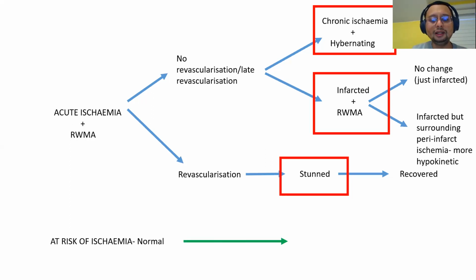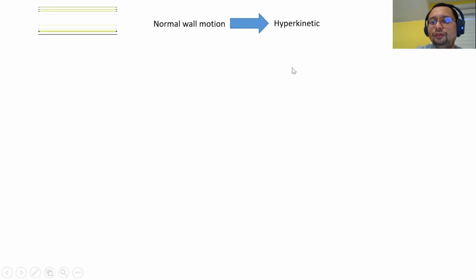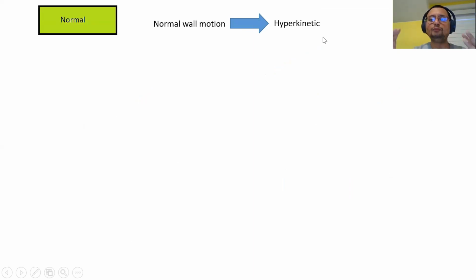If you start with normal, whenever it becomes hypokinetic, that means that you have some wall that is at risk of ischemia. Right? So I just wanted to show you again because I think this is very important for you to understand in terms of these boxes here. Now, if you start with a normal wall motion and you finish with hyperkinetic, meaning that it contracts more vigorously, just as we expected, the wall is a normal wall. There is no risk of ischemia, so you don't need to do anything.